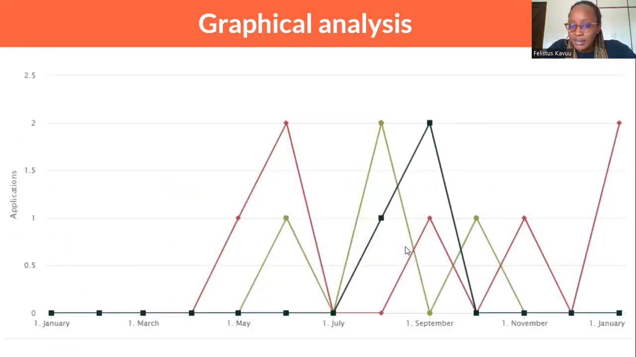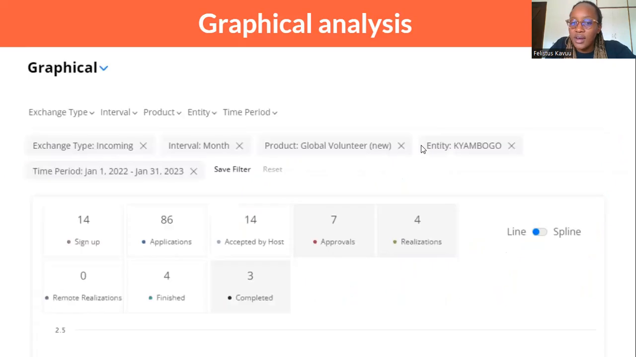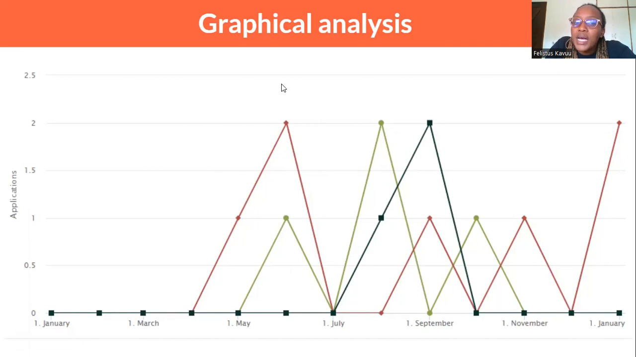So graphical analysis helps you to see when your peak approvals and peak realizations are. Green is realizations, dark blue is complete, and red is approvals. So you're able to see that peak approval time is between April and July.